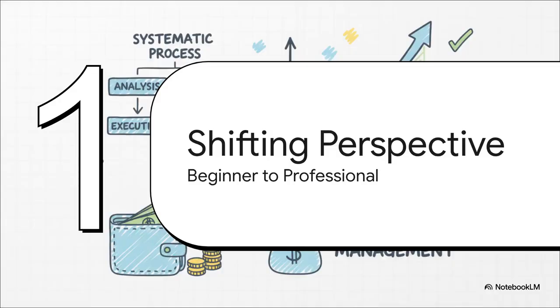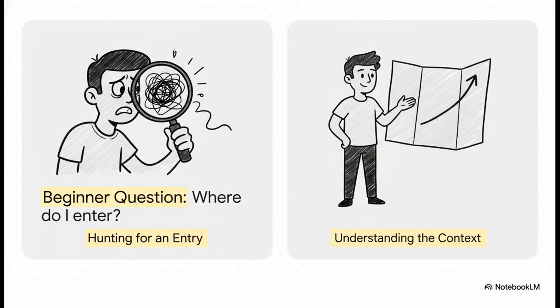So to get that consistency we're all after, we have to make a fundamental shift in our thinking. It's really about moving away from that beginner's mindset and starting to adopt the perspective of a professional. And you know what? It all starts with changing that very first question. And this slide just lays it out perfectly.